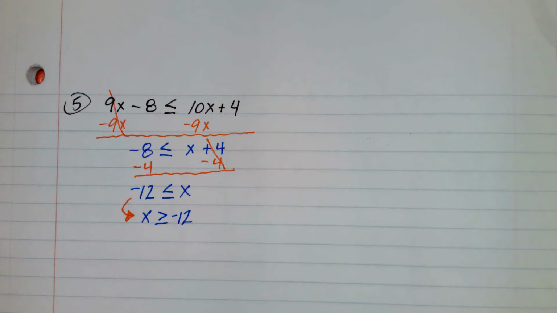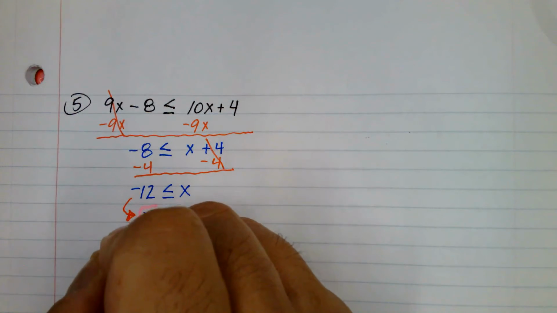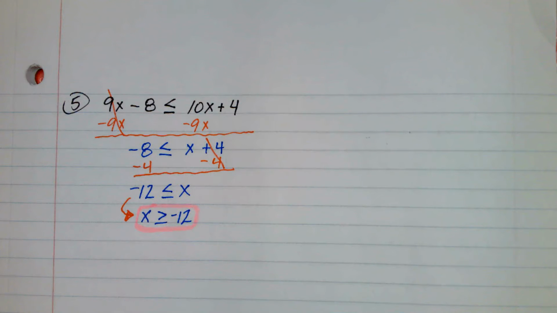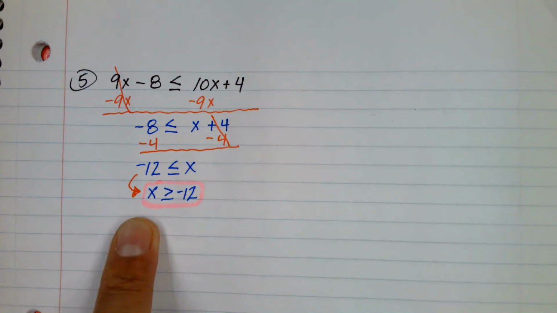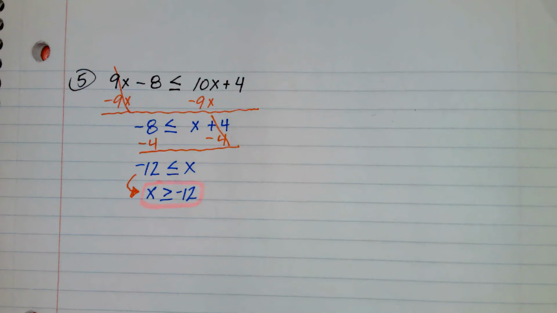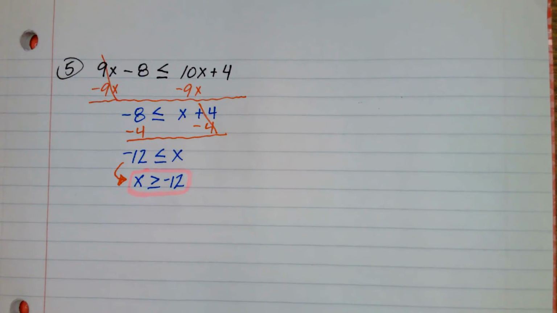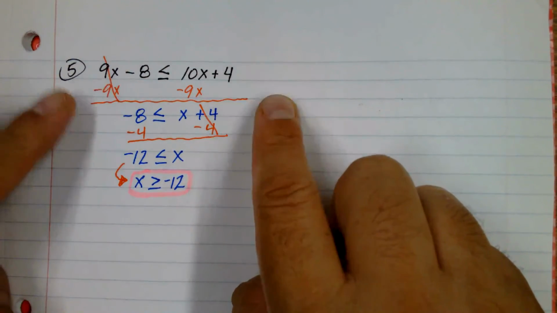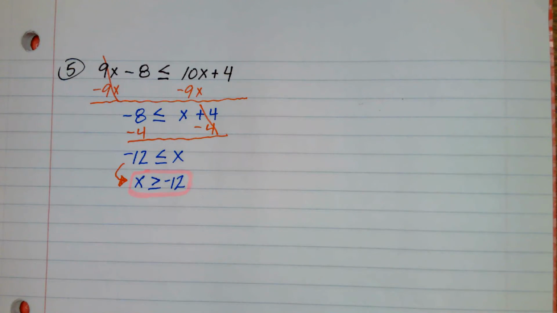I would rather see it as x is greater than or equal to negative 12. My own personal preference is to write it this way. I like to have the variables on the left. Now, the trade-off from our choice in the beginning, let's think back to our original steps, guys.